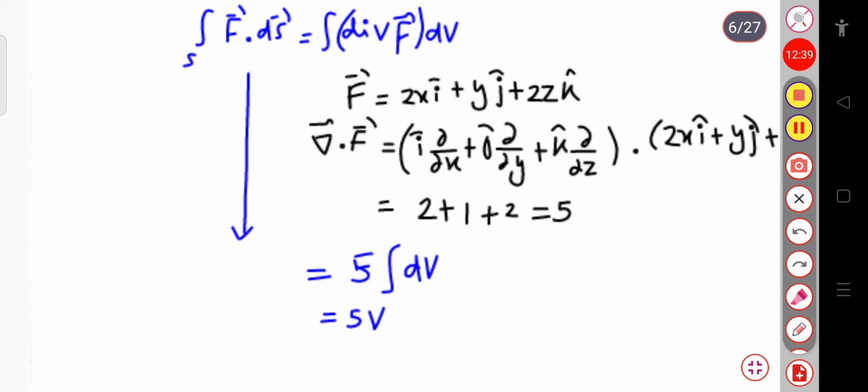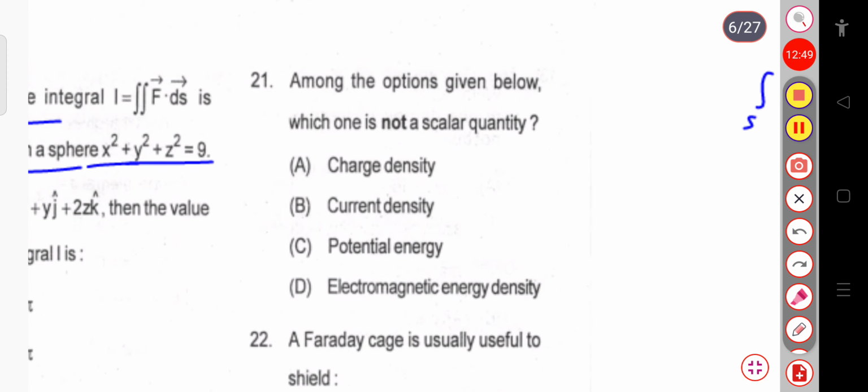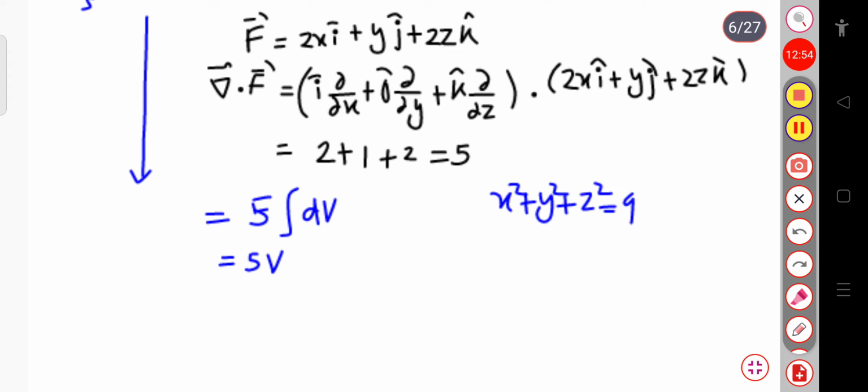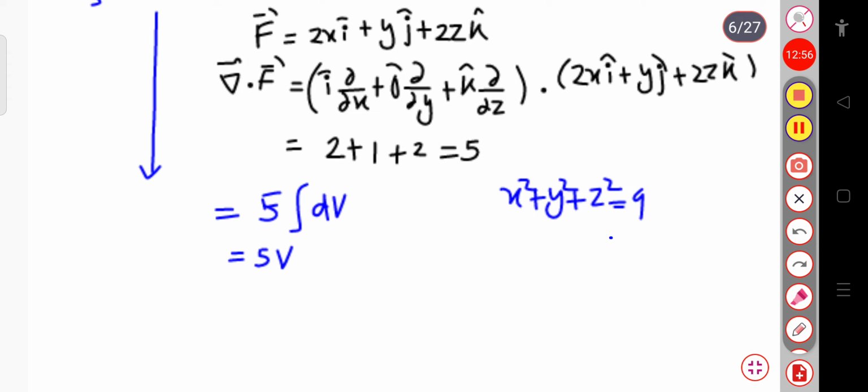And here it is already given that the sphere equation is x square plus y square plus z square equal to 9. So in place of 9 we can write 3 square, that is, here the radius of the sphere will be equal to 3.